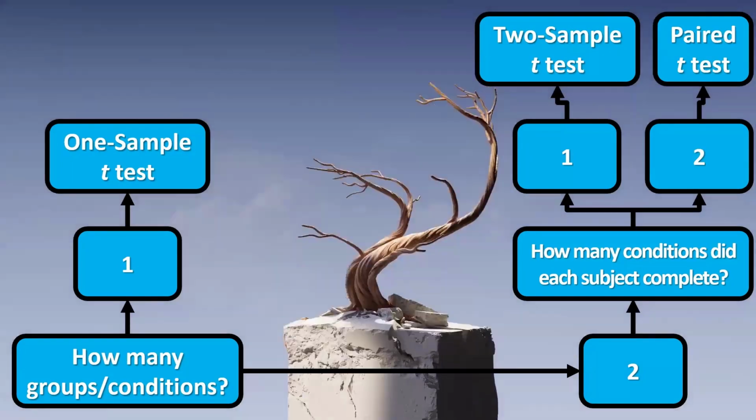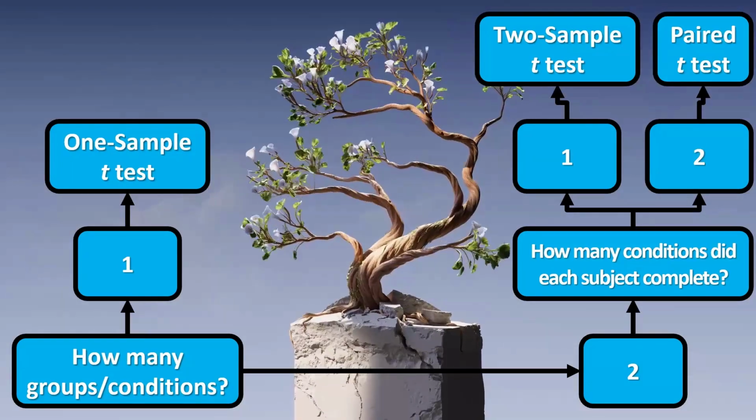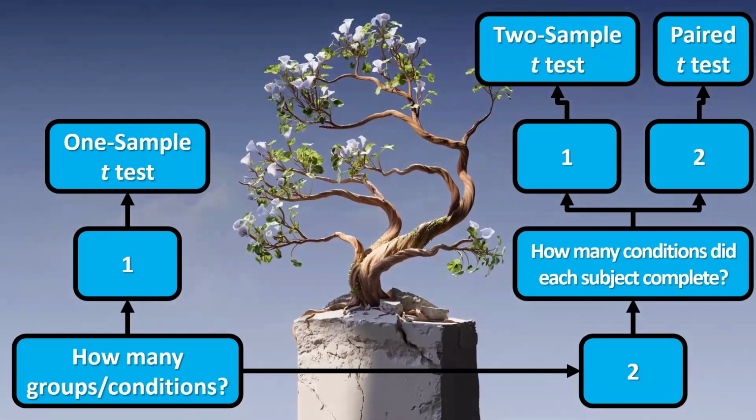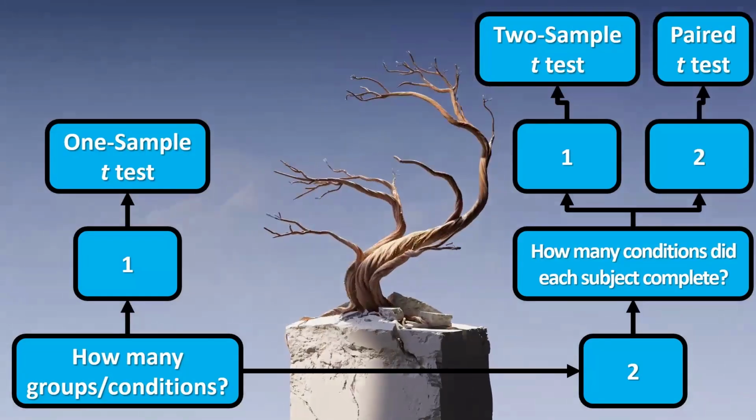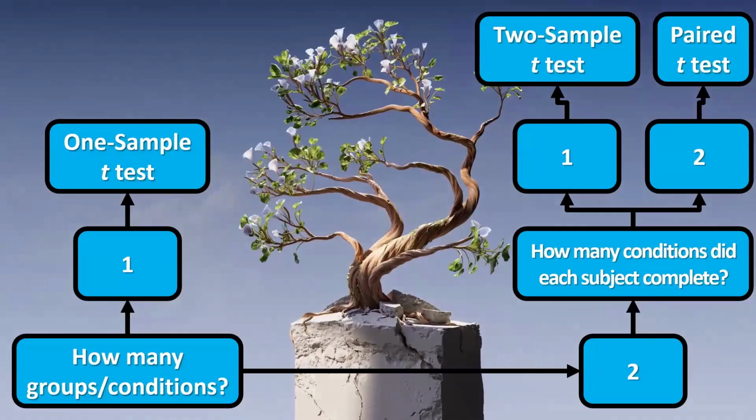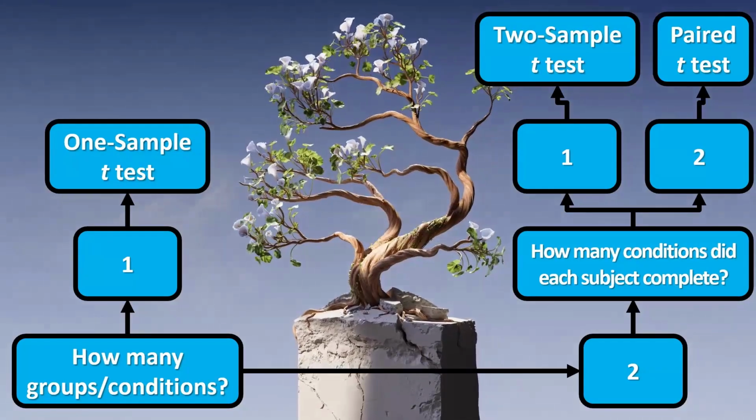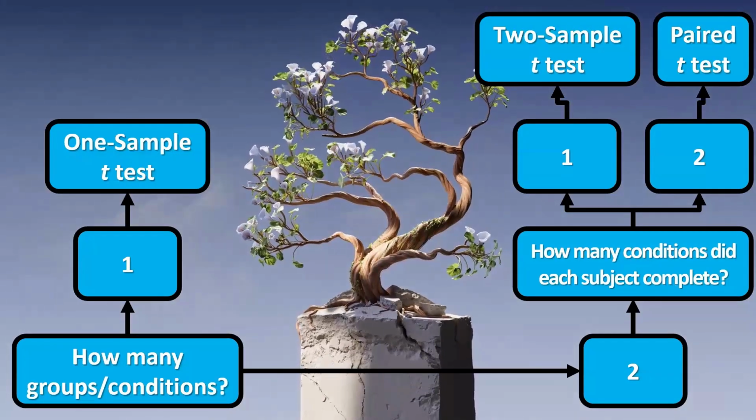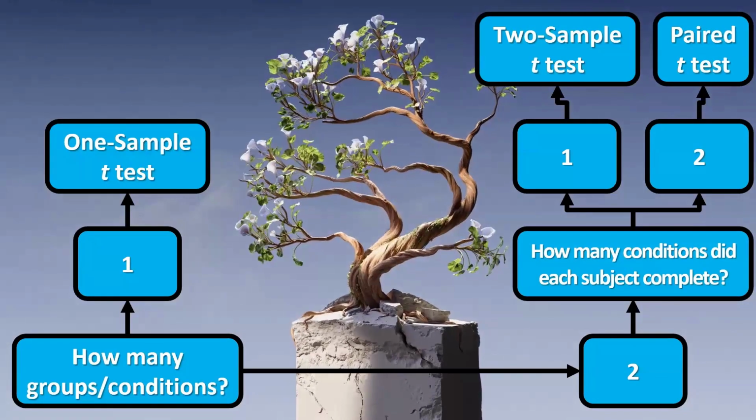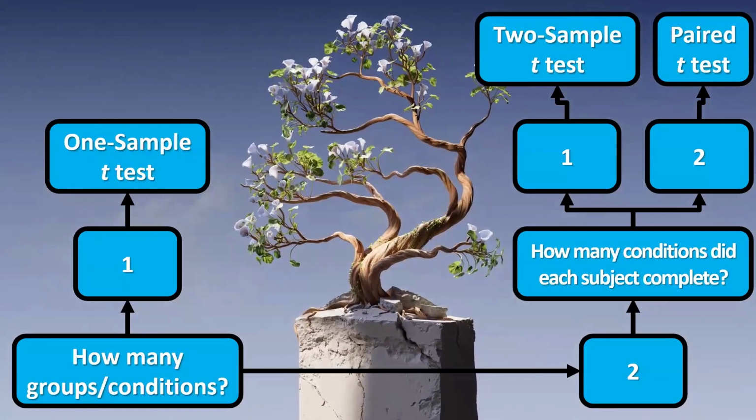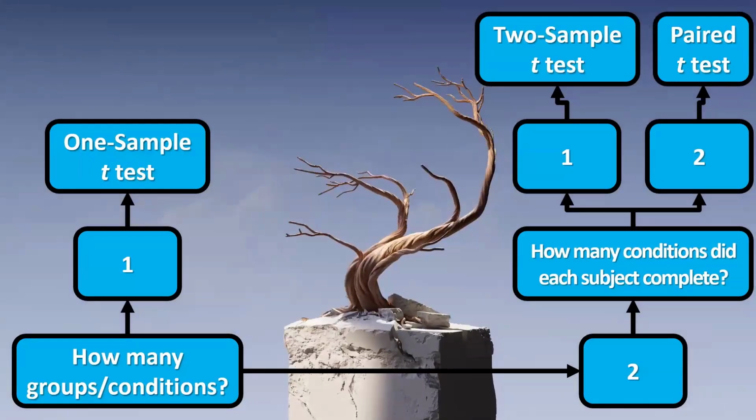Now, you might be thinking to yourself, well, what if I have more than two conditions? What do I do in that case? Well, in that case, you're going to be doing an ANOVA, and we're going to be getting to that in a couple of weeks. It's basically a t-test scaled up to the next level. So the more you understand a t-test, the more you understand ANOVAs. But definitely, this is how you decide which t-test you want to do.